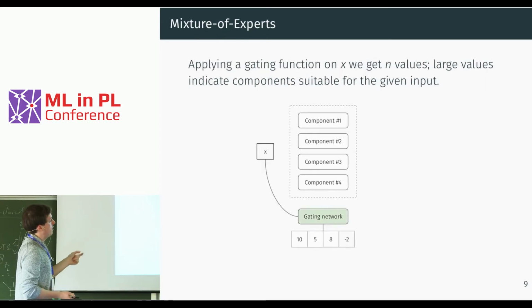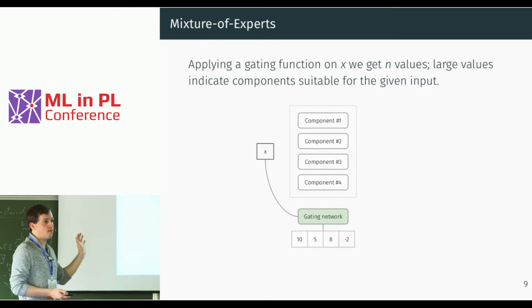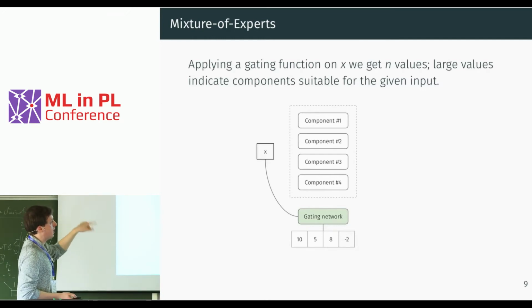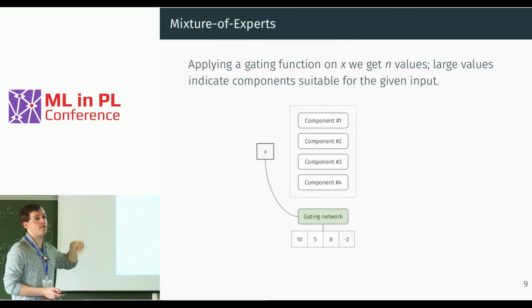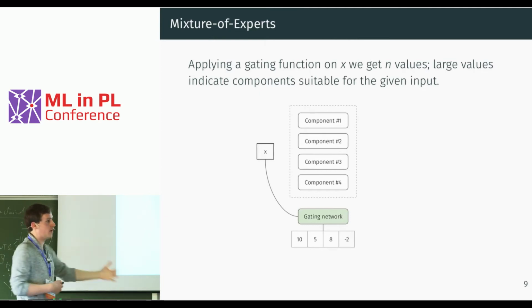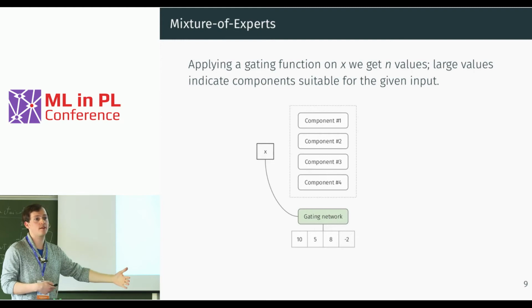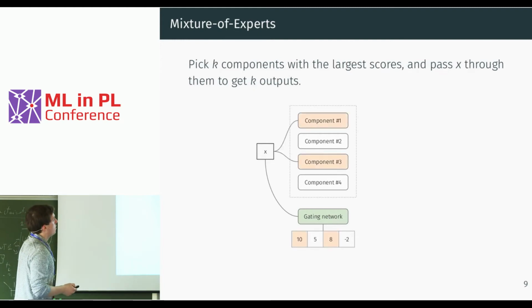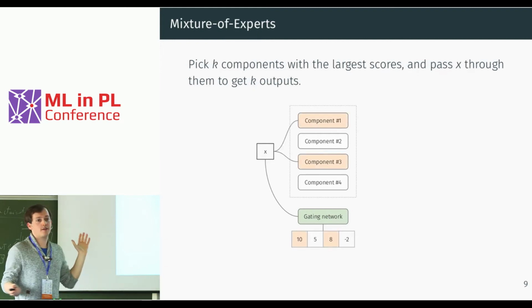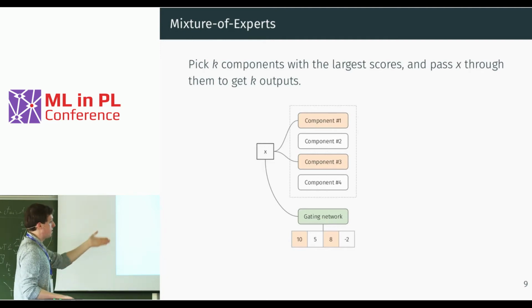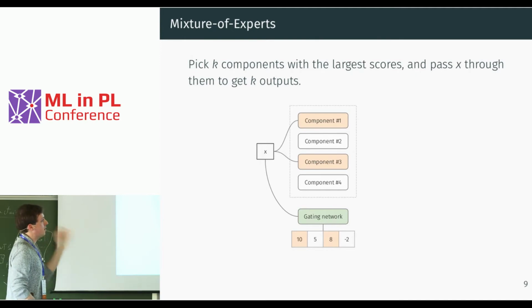Let's say the gating network can be something simple, maybe like a linear layer. Applied to the x, we will get n values, a value for every component, and higher values mean that this component is good for that input. So let's say we just take an argmax: in that case, k is equal to 2, so the 2 largest values. We run these two components, we pass x through these two.